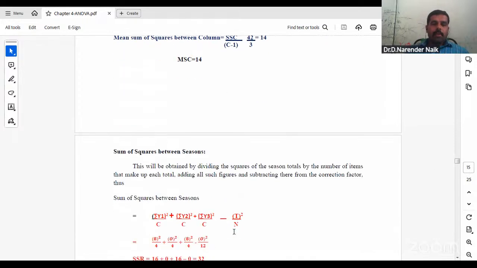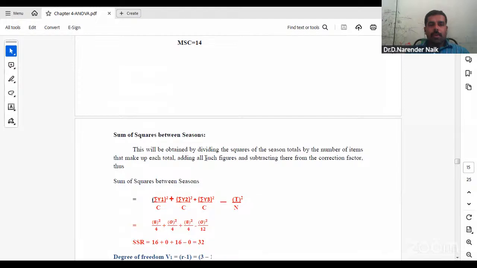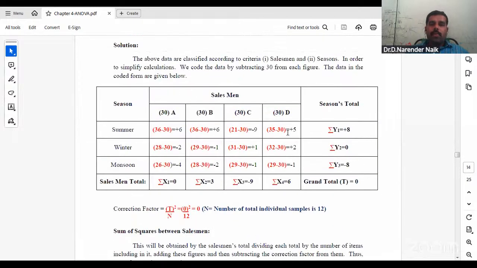Okay, then sum of squares between seasons. This will be obtained by dividing the squares of seasons total by the number of items that make up each total, adding all such figures and subtracting therefrom the correction factor. Thus, sum of squares between seasons is equal to sigma y1 square by c plus sigma y2 square by c plus sigma y3 square by c minus T square by N. Y1, Y2, Y3, 8, 0, 8.